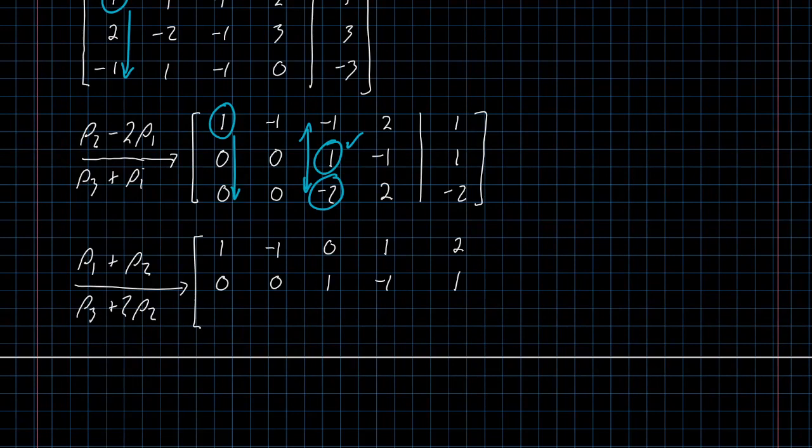Third row plus 2 times the second row. 0 plus 2 times 0 is 0. 0 plus 2 times 0 is still 0. Negative 2 plus 2 times 1 is negative 2 plus 2, which is 0. 2 plus 2 times negative 1 is 2 minus 2, which is 0. And negative 2 plus 2 times 1 is negative 2 plus 2, which is 0.